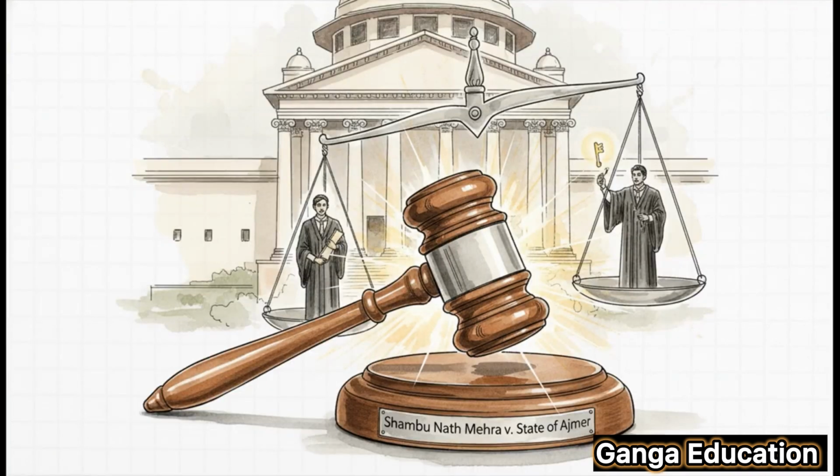Now, how has the Supreme Court interpreted this principle? This brings us to the landmark case of Shambhunath Mehra versus the State of Ajmer. In this case, the Supreme Court provided a very crucial clarification. The court said that this section only applies when a fact is especially within the accused's knowledge. But, and this is the most important part, this does not mean the prosecution's primary duty to prove the case beyond a reasonable doubt just goes away. So this section is a supplementary rule, not a replacement for the prosecution's fundamental responsibilities.